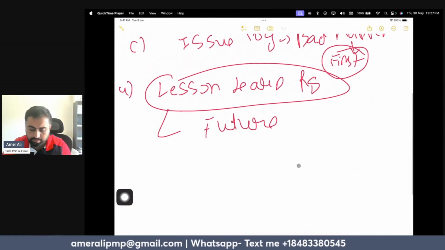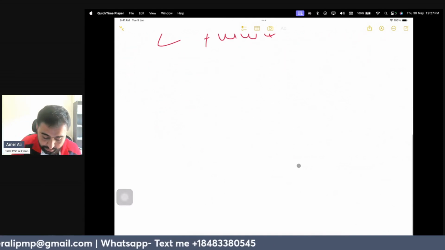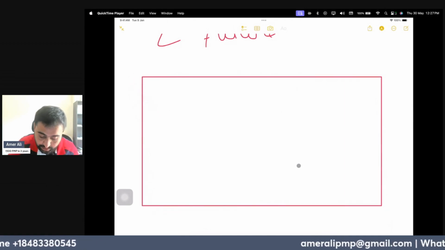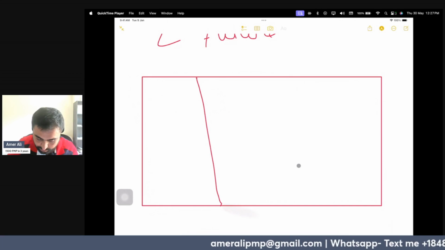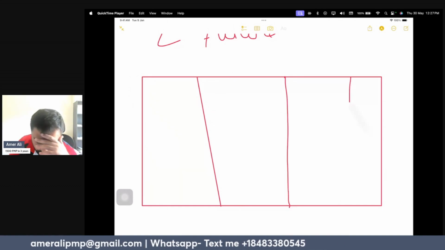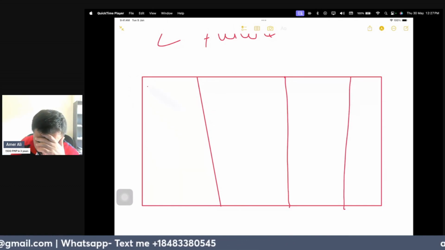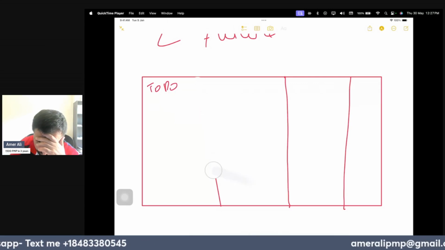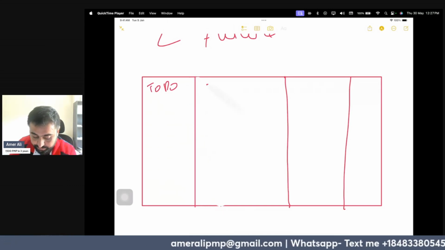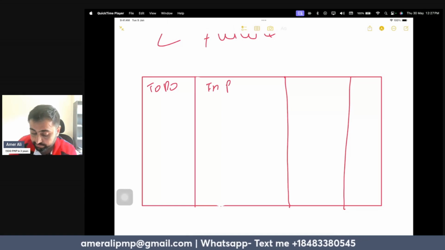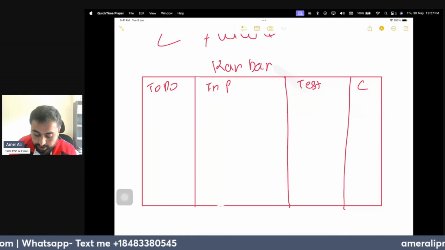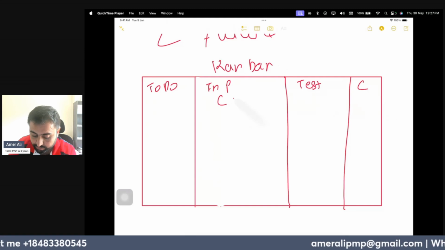When we talk about Kanban board, let's say it has 4 columns: To do, in progress, testing, completed. This is Kanban board. Here we put work in progress limit. Let's say 2, 1.